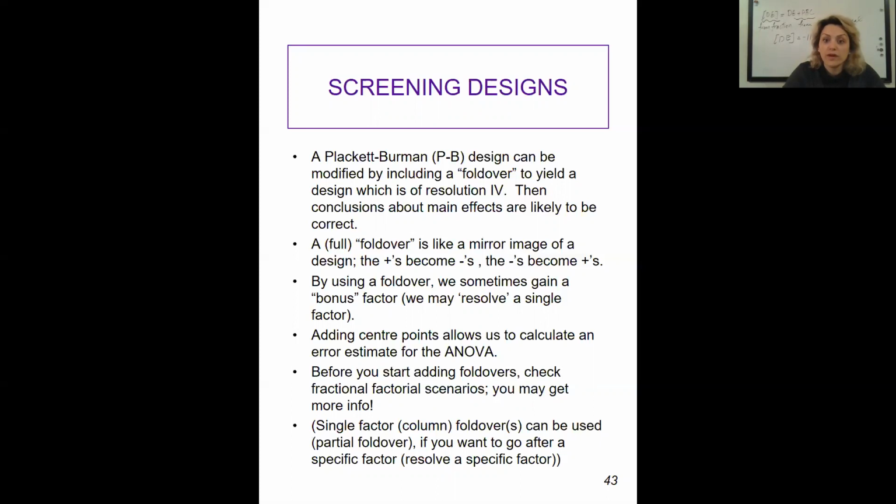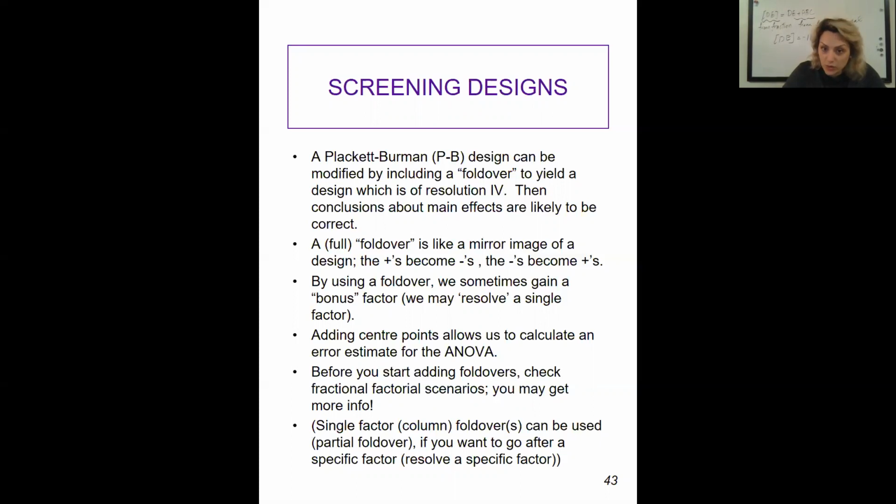By using a foldover, we sometimes gain a bonus factor. We may resolve a single factor. Adding center points allows us to calculate an error estimate for the ANOVA. So the same thing here, if we want to find out the error estimate in our ANOVA table, even with the screening design, we can add the replicates as we had before.